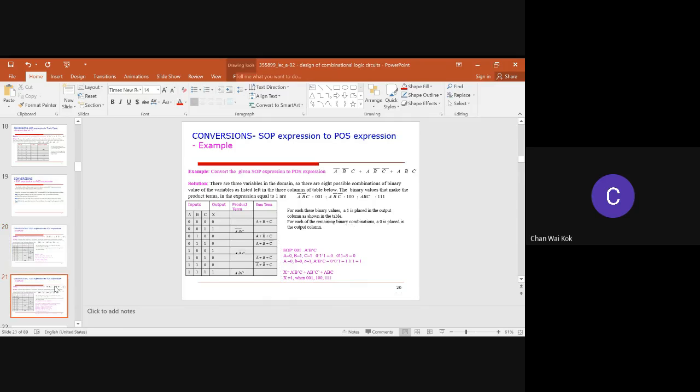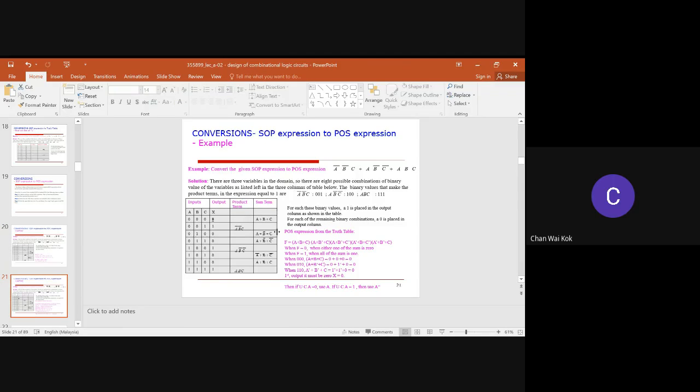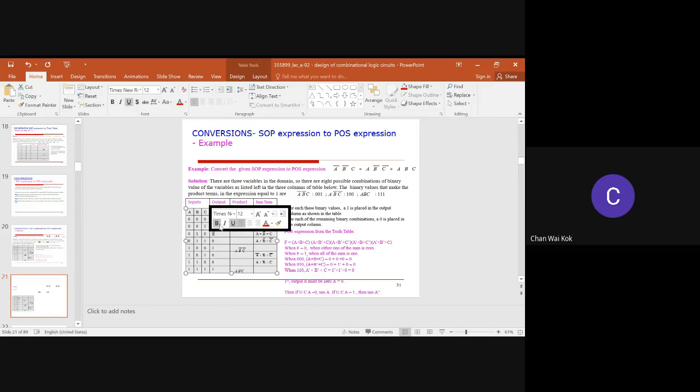So in POS, first you have to look for the output equal to 0. Okay, the output must be 0. So these are the outputs you look for. These are all the outputs that you're going to look for. Okay, clear?